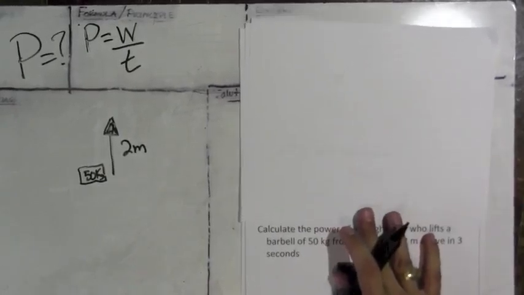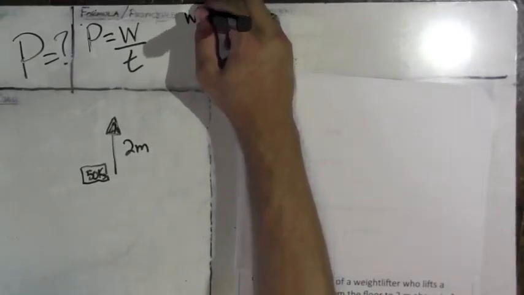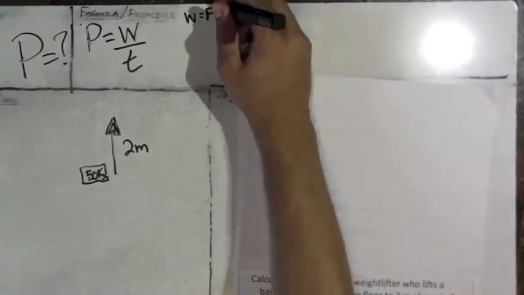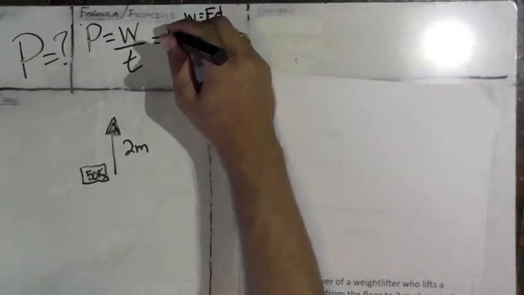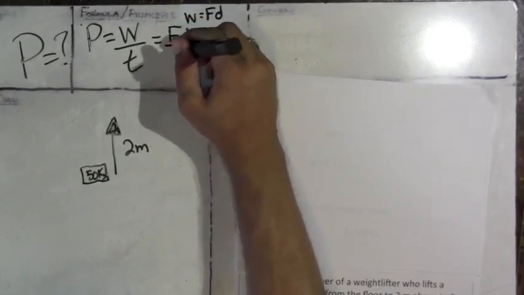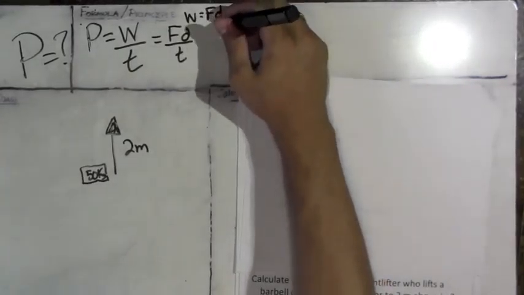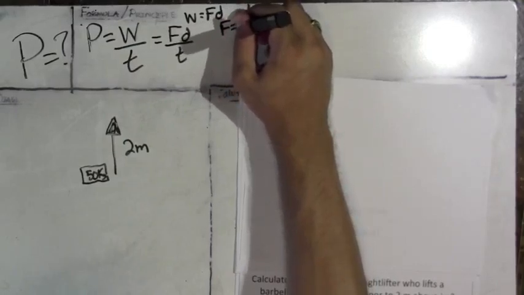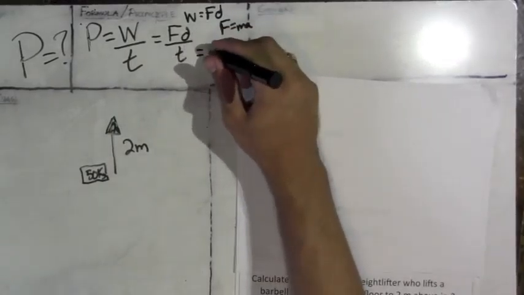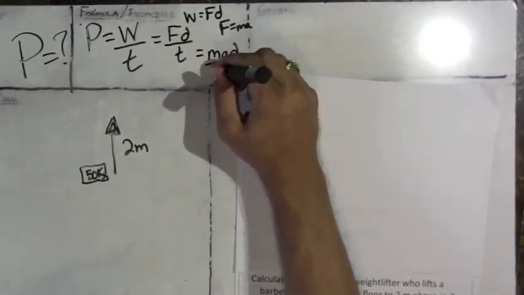So we'll start with the idea of work. I don't really know what the work is, so what I'm going to do is substitute in what work is equal to: force times distance. So that means that power is equal to force times distance over time. But even that's not really helpful. So what I'm going to do is say, okay, well, F is also equal to MA. And when I do that, I get power is equal to MAD over T.